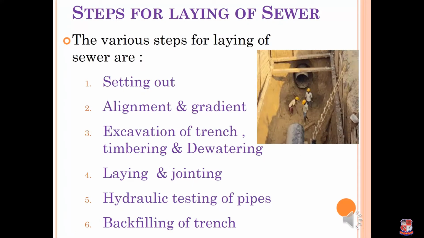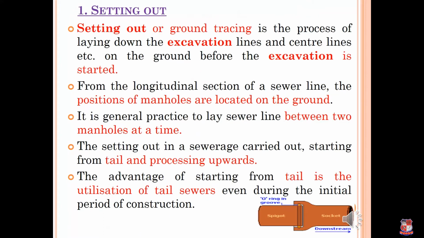So there are various steps involved in laying of sewer that are listed here. First is setting out work, second alignment and gradient, third excavation of trench, timbering and dewatering, fourth is laying and jointing of sewer, next is hydraulic testing of sewer. Without testing of sewer you cannot make it operational, and the last, if all the tests are done okay, then you can go for the backfilling, and then after you can start with the operation of the actual sewer. So now one by one we will see setting out work.